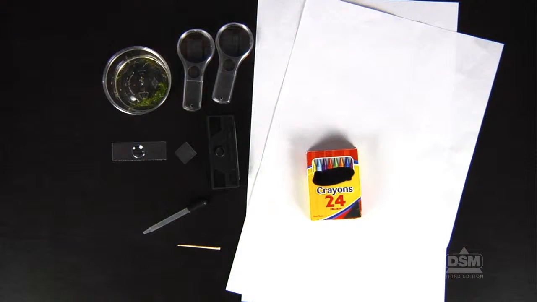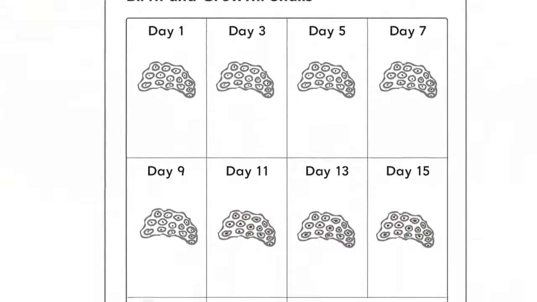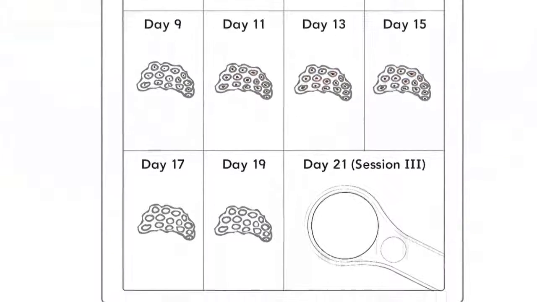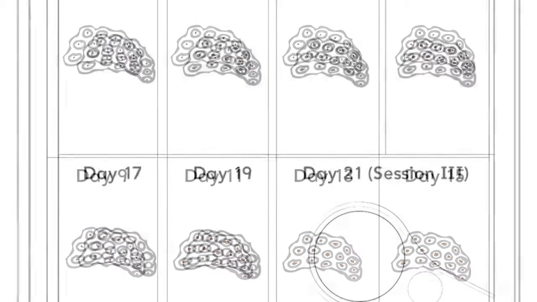To begin Session 3, ask students to retrieve their dish of snails and their copy of Activity Sheet 10, Part A, which shows the growth and development of their snail eggs over the past 3 weeks. Then ask, what did you notice about the eggs that first week? The students should have noticed a small, brown spot appear in each sphere. The spot grew larger over time, then disappeared.